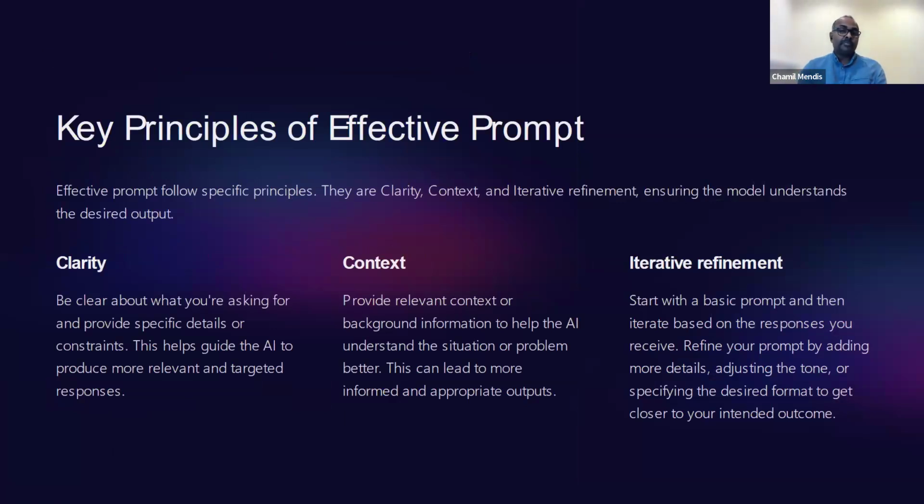Key principles of effective prompts. When you create a prompt to be more effective, this prompt should have clarity, context, and also it should go through iterative refinement. Clarity means you have to be clear about what you are asking for and provide specific details or any issues and constraints that will help the AI tool to produce a more relevant and targeted response.